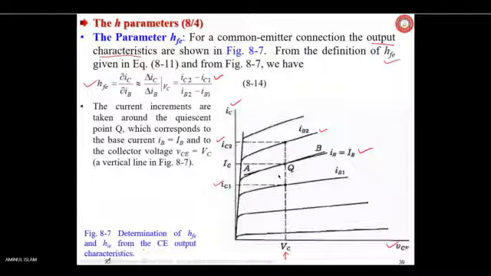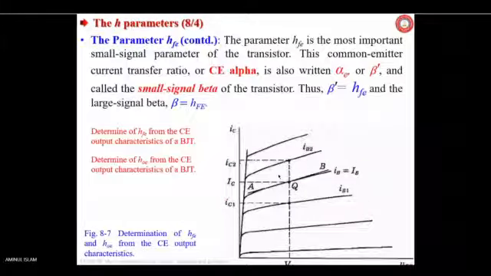Okay, so similarly, you can find out the HI. For that HI, what do you do? A tangent at the Q point is drawn. Anyway, before that, the HFE related definitions are here. This common emitter current transfer ratio, or CE alpha, is also denoted as alpha E or beta prime, and it's called the small signal beta of the transistor. This beta prime equals HFE, and the small signal one is denoted by small letters, you see that HFE is capital.